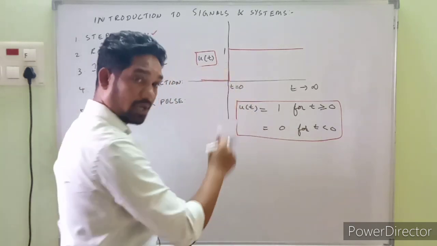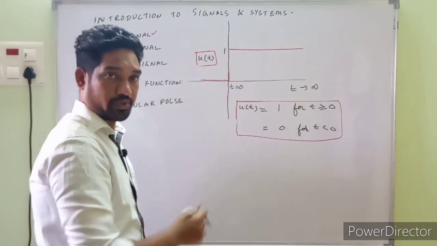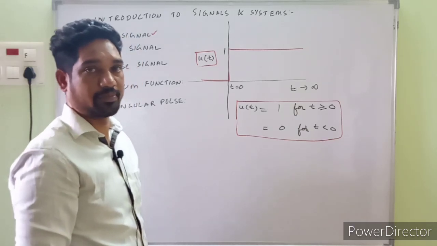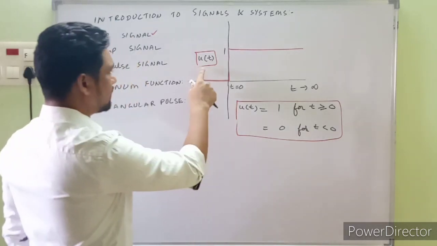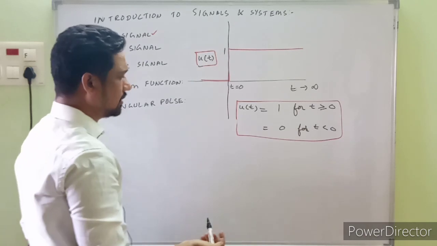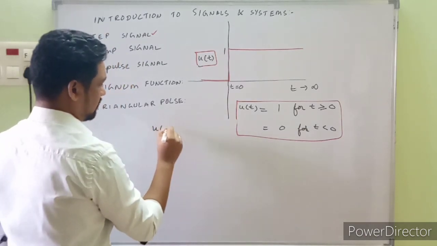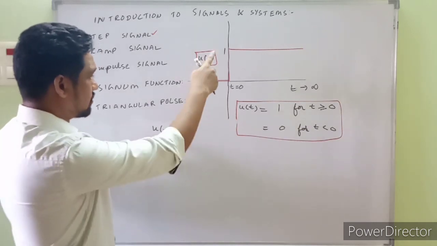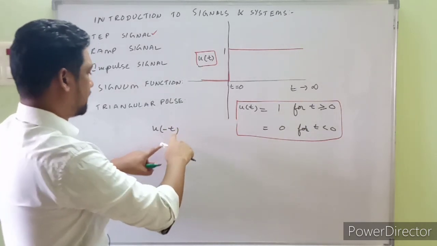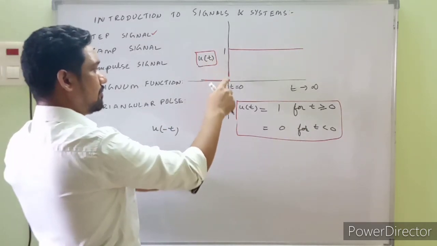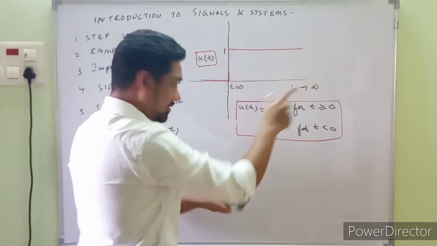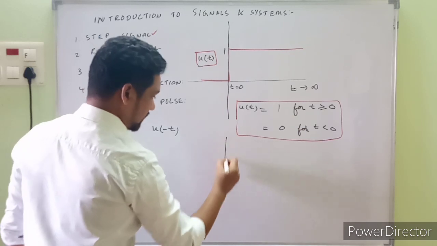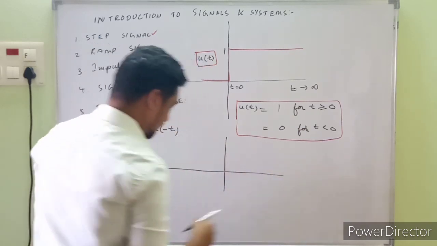This is what you, as a beginner, may come across: draw a step function, or what is the mathematical representation of a step function. And if this is u of t, what will be u of minus t? Guys, don't get confused, nothing to worry. For positive time the signal is on that side; for negative time the signal will be reversed.